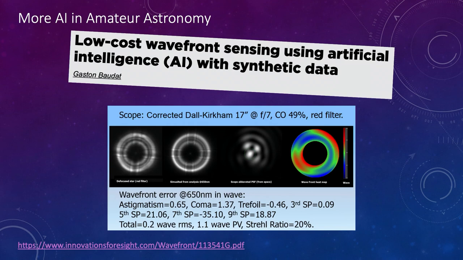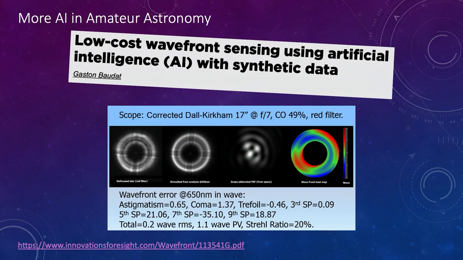And I thought this was really cool. You don't need the $100,000 interferometer to test your primary and secondary mirrors. You can take an out-of-focus star image, run it through this algorithm, and see how good it is. Now, I haven't used this, but I just think it's a really cool application of AI to a problem.